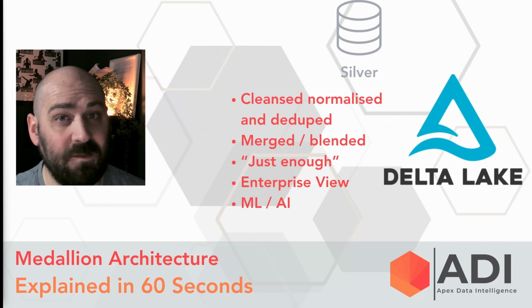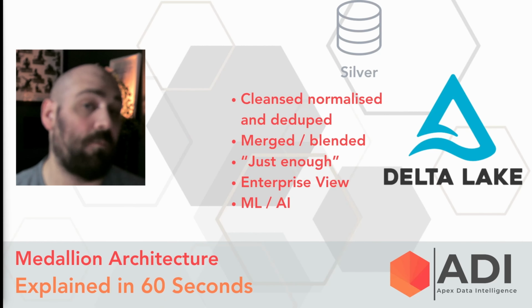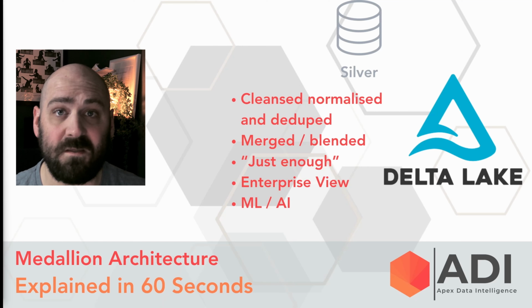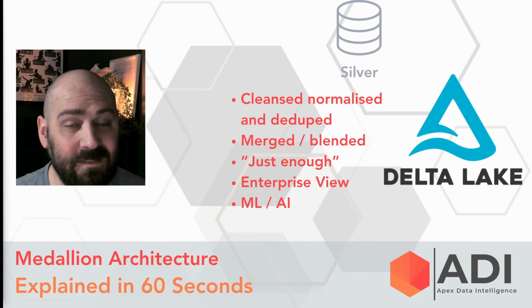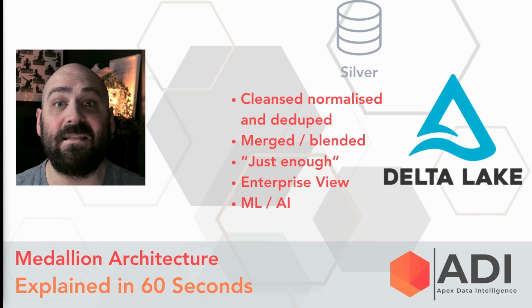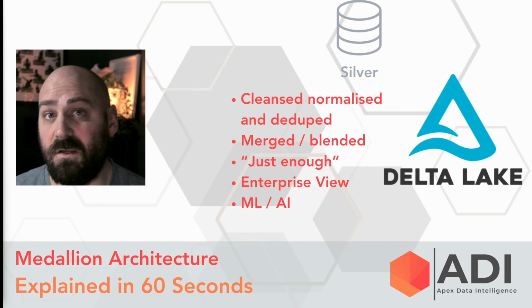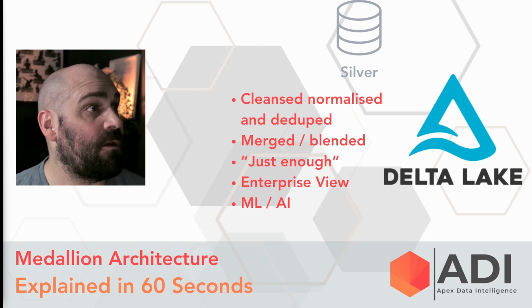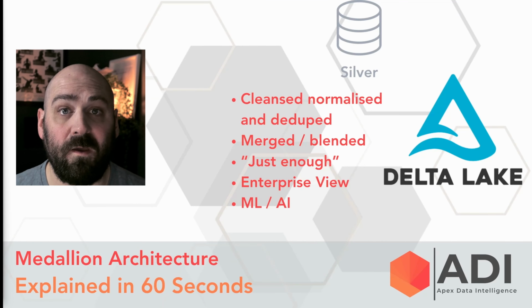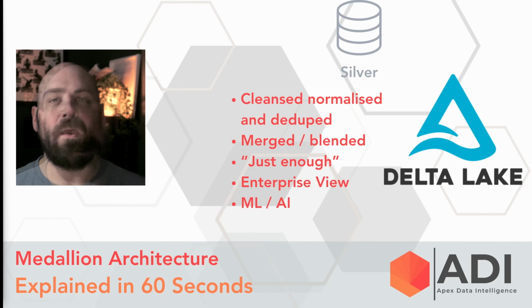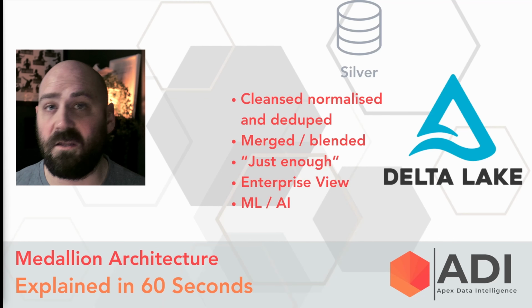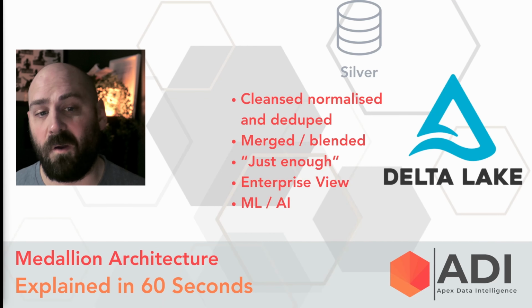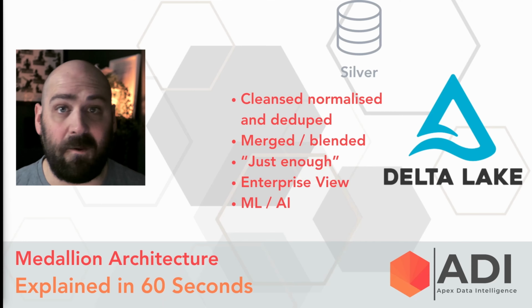From there, we move into our silver layer. Now here, we're gonna move everything from whatever data source it was, whatever format it was, into a Delta Lake format. We're gonna cleanse it. We're gonna deduplicate it. We're gonna use third normal form. We're gonna make sure that everything has internal consistency. We're going to maybe blend our data sets, and at this stage, we do just enough to satisfy the business requirements. And from there, we're building our enterprise view.